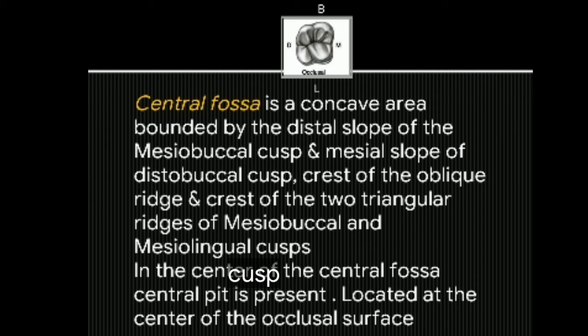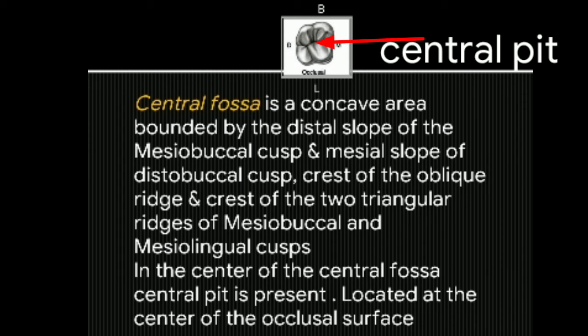Central fossa is a concave area bounded by the distal slope of the mesiobuccal cusp and mesial slope of the distobuccal cusp, the crest of the oblique ridge, and the crest of the two triangular ridges of the mesiobuccal and mesiolingual cusps. In the center of the central fossa, the central pit is present, located at the center of the occlusal surface.